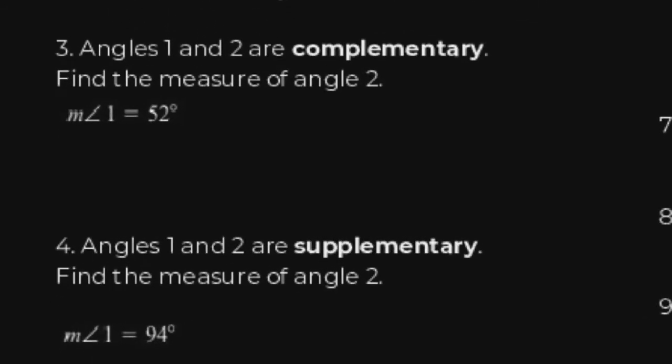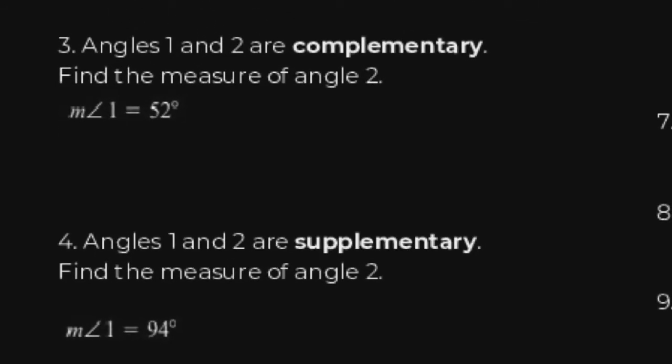So next we're given that angles 1 and 2 are complementary and we want to find the measure of angle 2. So measure of angle 1 is 52 degrees, and since it's complementary, that means they're both going to add up to 90 degrees. So we can solve it by doing 90 minus 52, which is 38. So that means measure of angle 2 is 38 degrees.